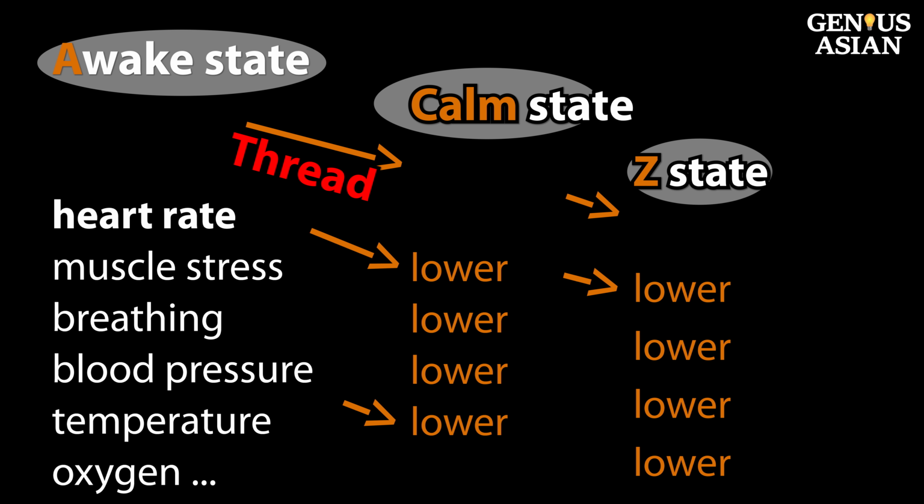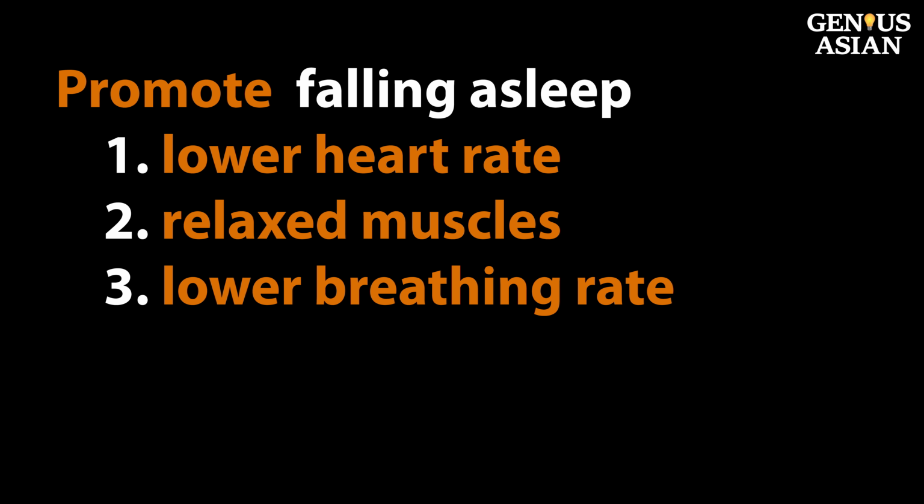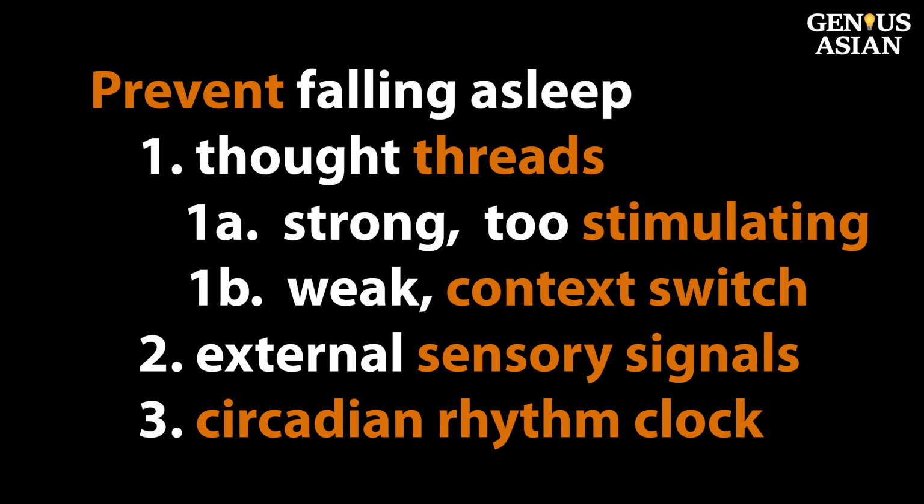Once these states are defined, for each state we can collect other data such as muscle movement, the oxygen level, temperature, and breathing rate for more detailed study. These are the 3 factors that are most important for falling asleep. In addition to lower heart rate, the muscles relax and the breathing rate is lower. There are also 3 factors that can prevent you from falling asleep quickly.